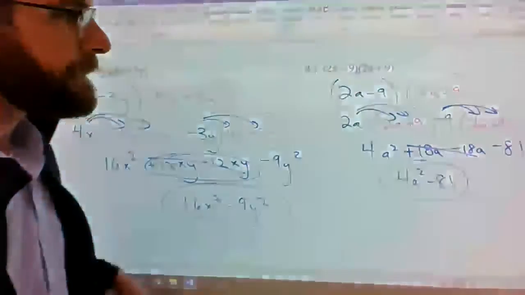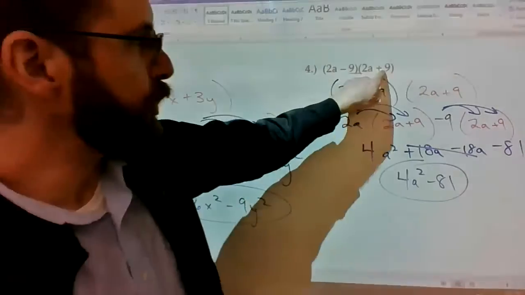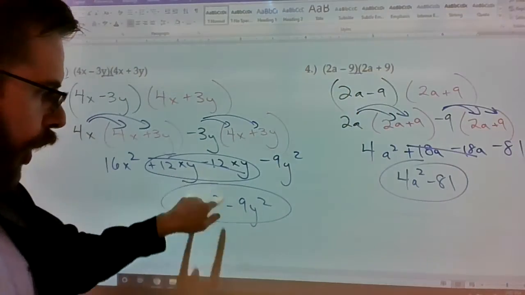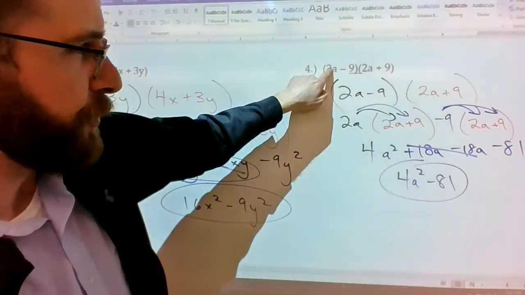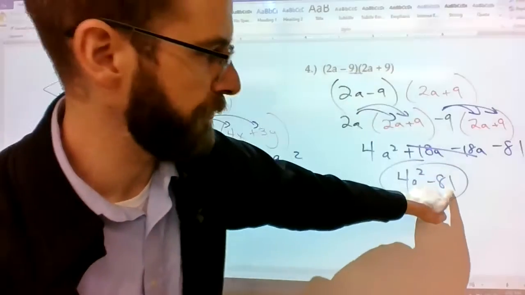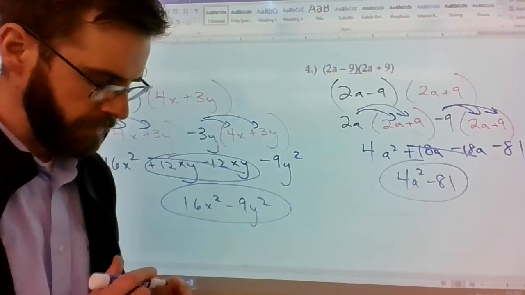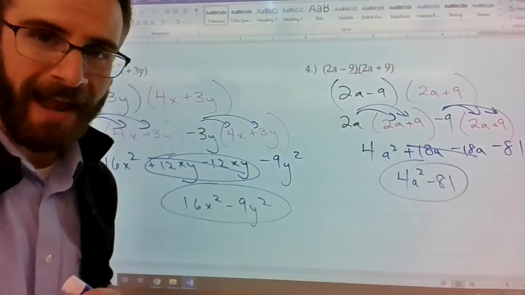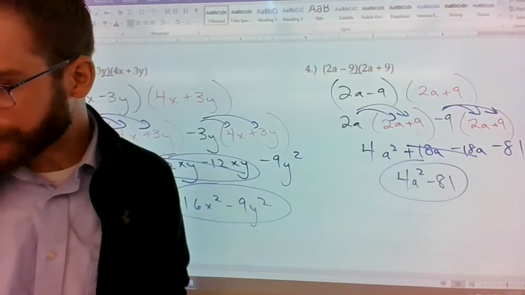So interestingly, we've got a pattern here. When it's good twin, bad twin, the middles are always going to cancel out. And you're left with the first one times itself, the last one times itself, with a minus in between. All right. Woot for patterns. Last one.